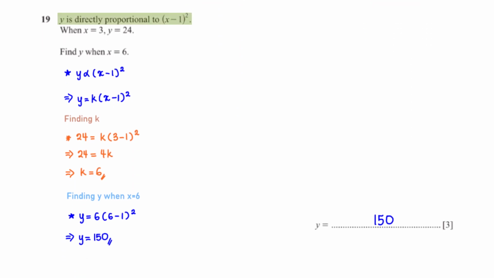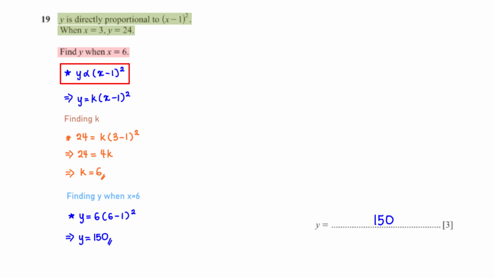Y is directly proportional to x minus 1 squared. When x is 3, y is 24. Find y when x is 6. In mathematical terms, we write y is directly proportional to (x minus 1) squared.